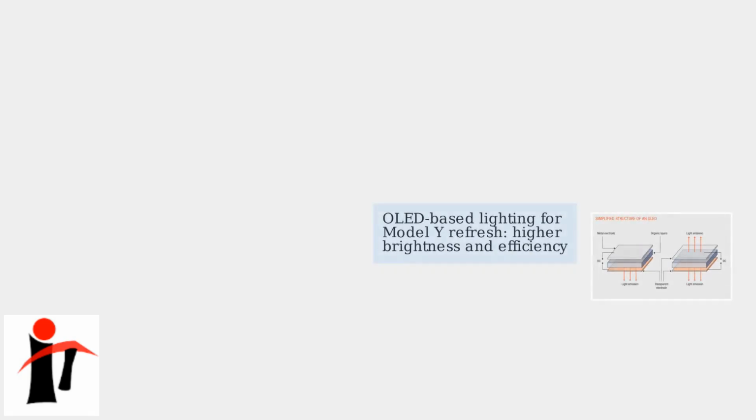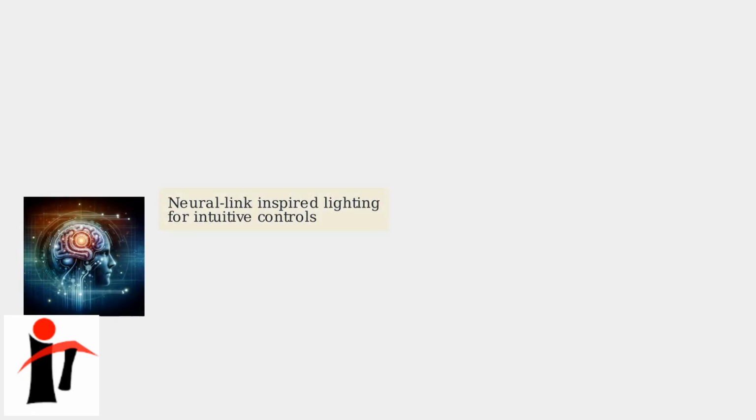Tesla's roadmap hints at OLED-based lighting in upcoming models like the Model Y refresh, providing higher brightness levels, improved energy efficiency, and potentially more vibrant color options compared to current LED systems. Neuralink-inspired lighting may bring intuitive controls, where the system anticipates your needs through biometric data or gesture recognition, creating a more seamless and responsive interior experience.